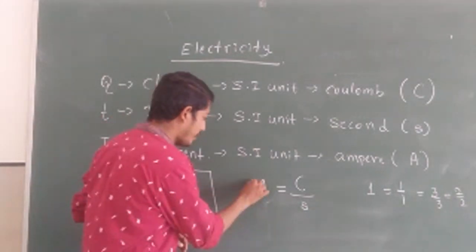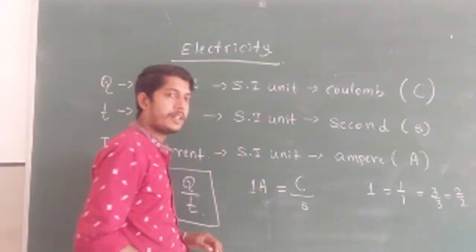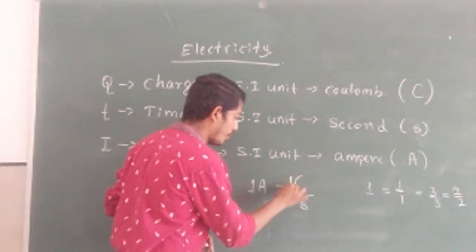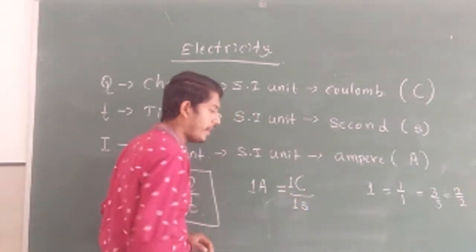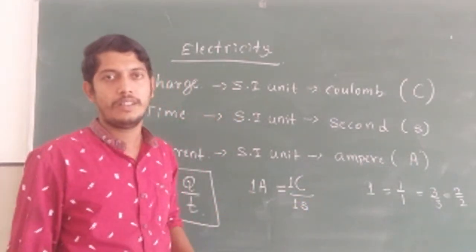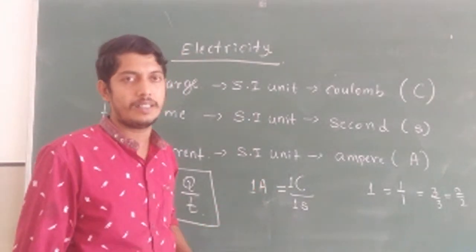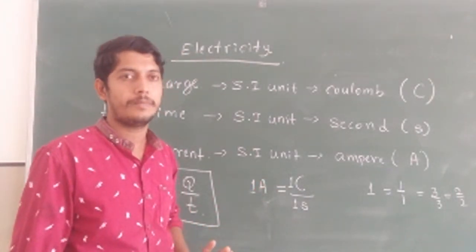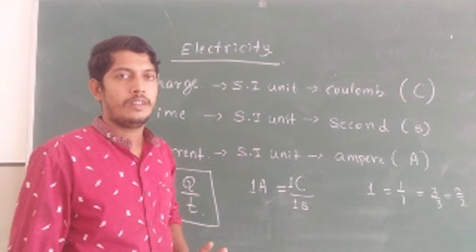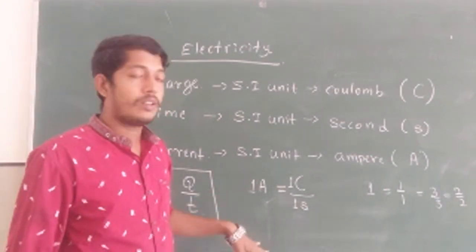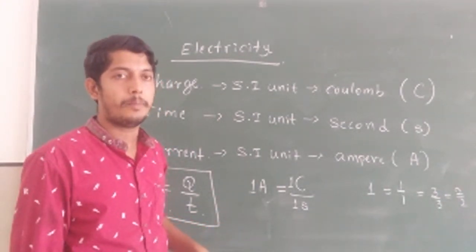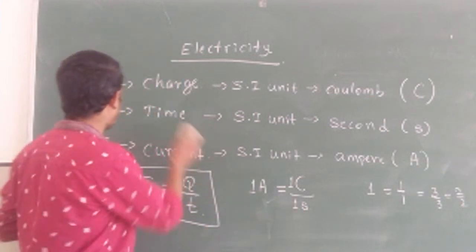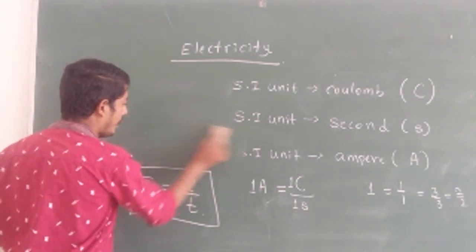So when we use 1 here, what does it become? I will consider 1 because generally we use a unit. A unit term means a single term, or simply 1. Now we have to write what is meant by 1 ampere. What is meant by 1 ampere?